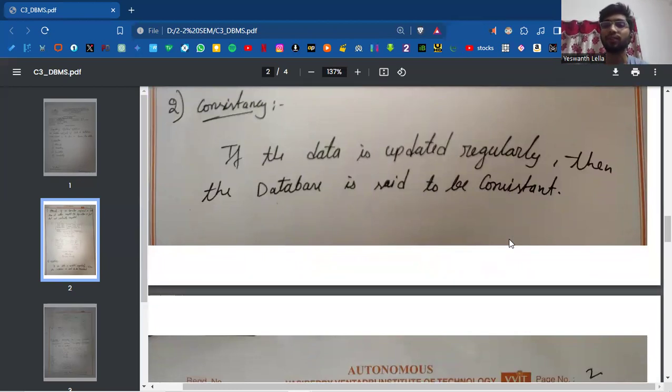Consistency. If the data is updated regularly, then the data is said to be consistent. It means we have to update the data regularly without any fail. Then it is known as consistent data.